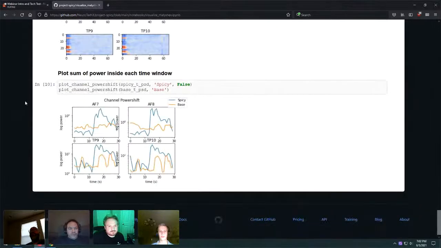So here is a good one. If you look at the power, you see these plots. This is 0 to 30 hertz, and you can see that the orange one is the baseline, and in the blue one, I do the spicy food halfway through. You can definitely see the difference.